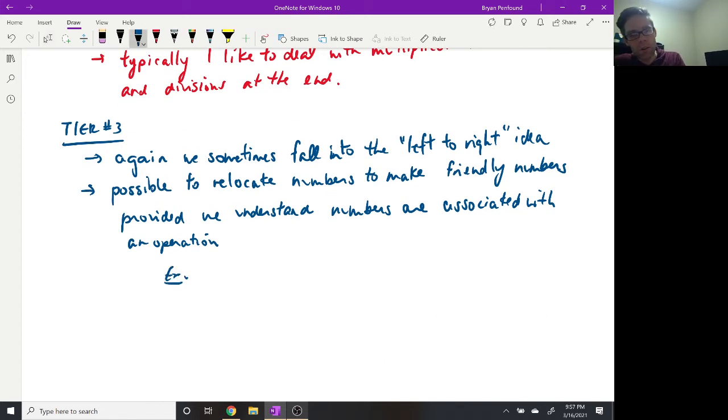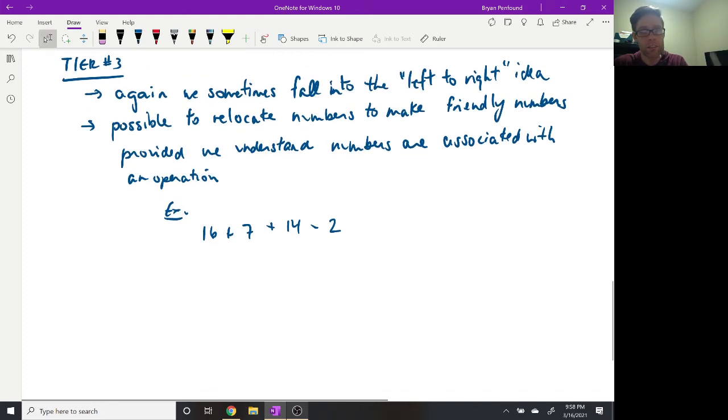So for example, I have a small example here. Let's go 16 plus 7 plus 14 minus 2. I could do addition from left to right. I could do 16 plus 7, which is 23. And then I could add 14, which is 37. And then I could subtract 2, which is 35. So I could do it from left to right, and there's nothing wrong with using that as a fail-safe.